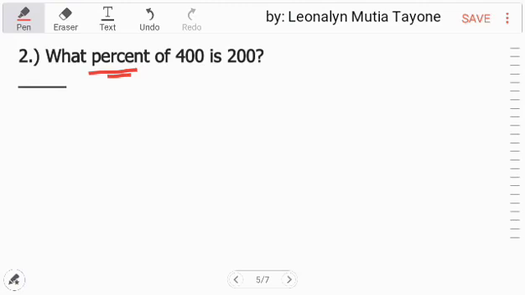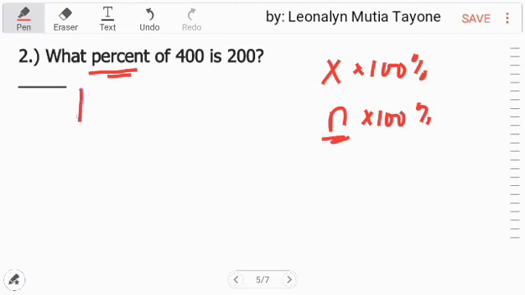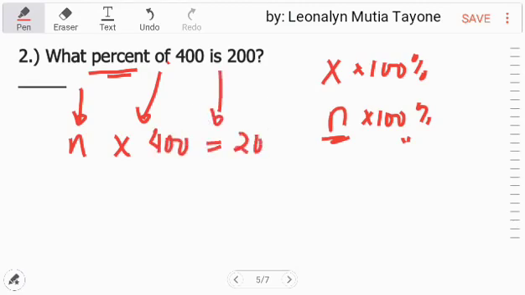Pag ang tanong is what percent, let n be that number, tapos i-multiply mo ng 100% para ma-percent siya. So, itong what percent natin, gamitin natin ang let n be that percent first, bago tayo mag-multiply ng 100. Ang "of" ay multiplication. Kopyahin ang 400, ang "is" ay equal, 200.